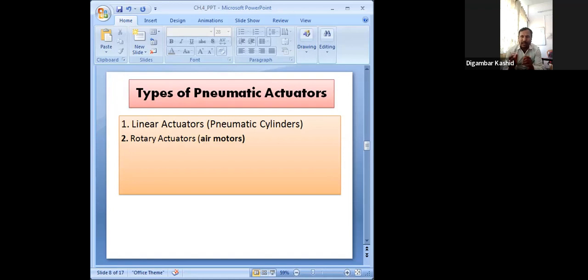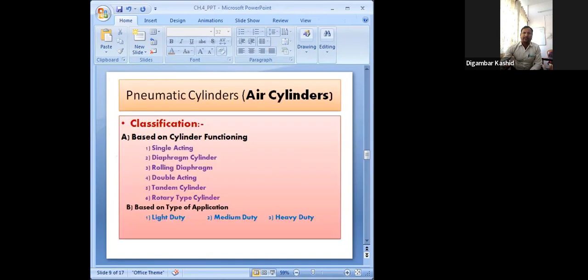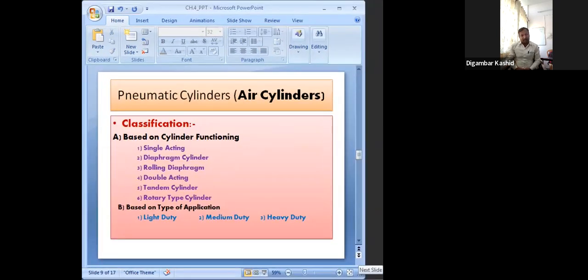Okay, so this is because here the fluid medium is there, in the pneumatic. It is the air, and that can be used mostly for low or medium pressure application only. Please remember this point. Now these linear actuators, or you can call pneumatic actuators, are again further divided into subcategories or subtypes. So it's a classification we will discuss.